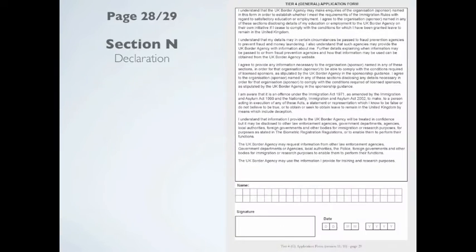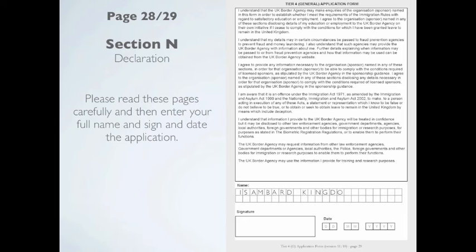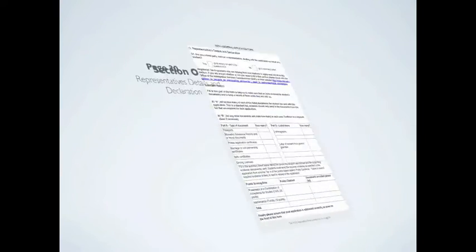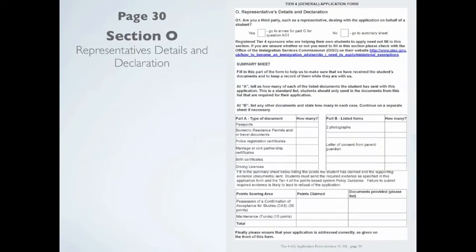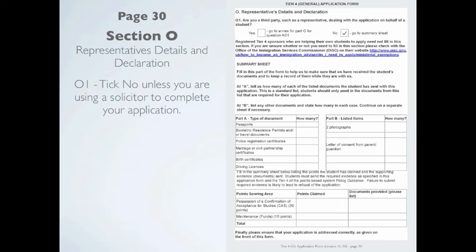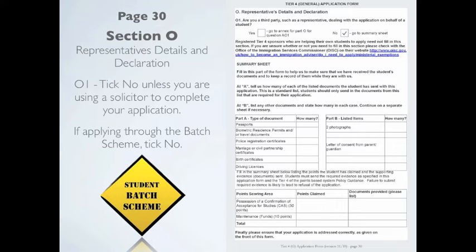Page 28 and 29. Section N. Student Declaration. Please read these pages carefully, then enter your full name, signature and date. Page 30. Section O. Representatives' Details and Declaration. O1. Unless you are using someone like a solicitor to deal with your application, tick No. If you will be applying through the Student Batch Scheme, please tick No.